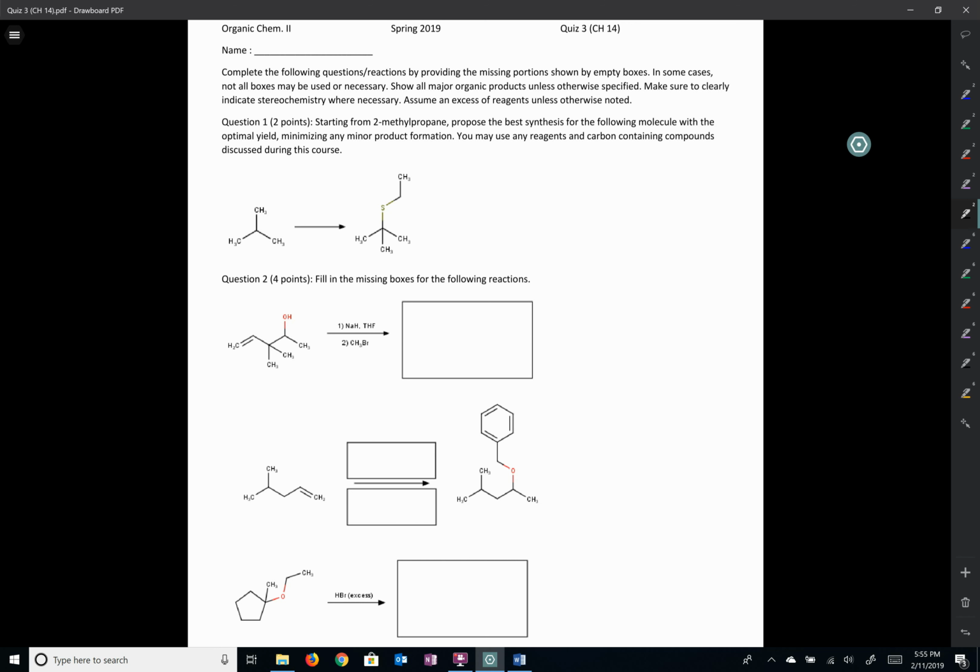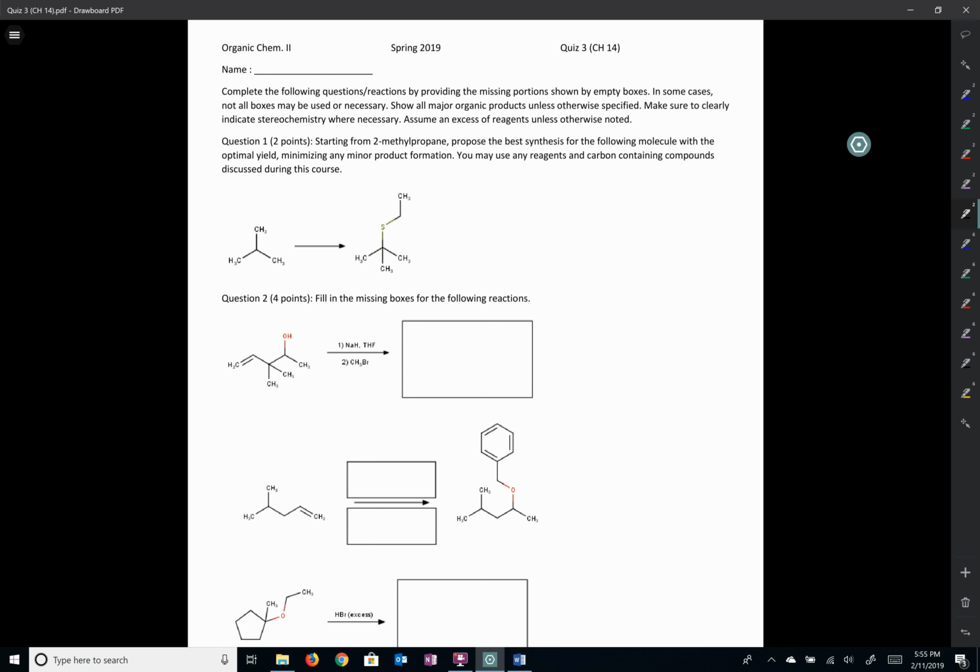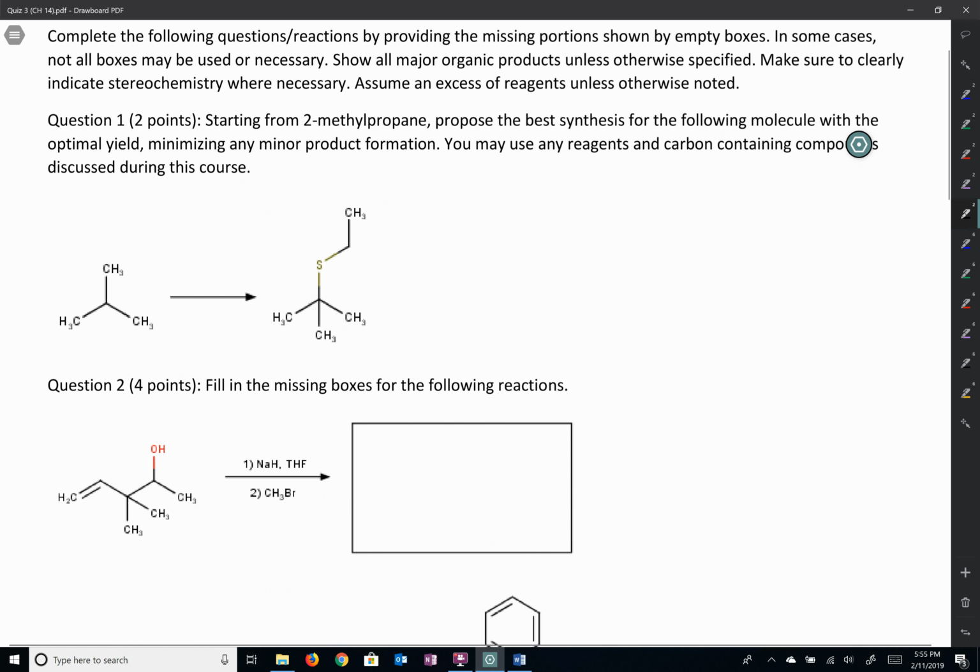Alright, so today we're looking at quiz 3 from Organic Chemistry 2. We're covering parts of chapter 14 in here, and as usual, covering the material before this. So let's start breaking this down here.